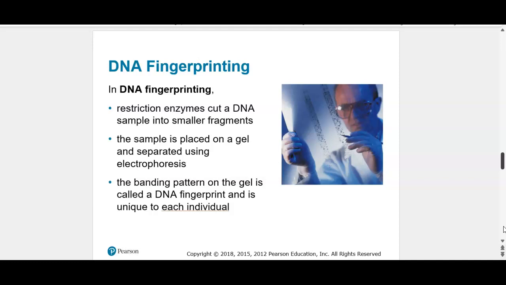What you see the technician scientist doing there is looking at the patterns of these various pieces cut from the DNA, and any two individuals are going to have different patterns, and you can establish paternity. You can identify that somebody was at a crime scene, things like that. So the DNA fingerprint is unique to each individual.